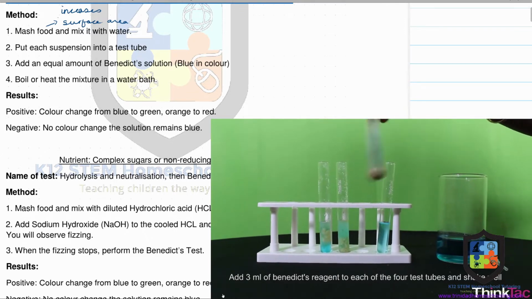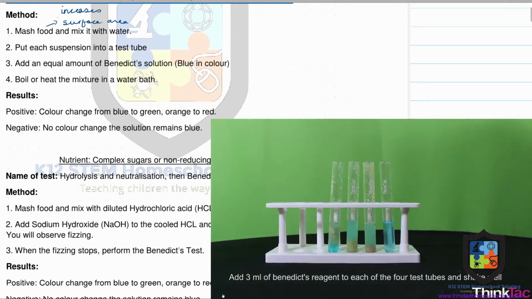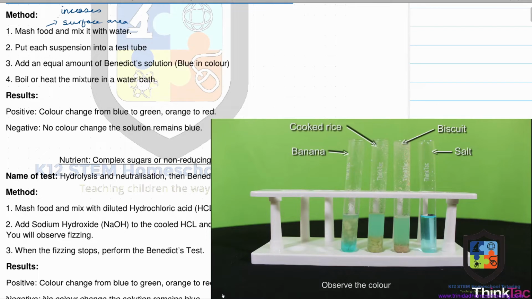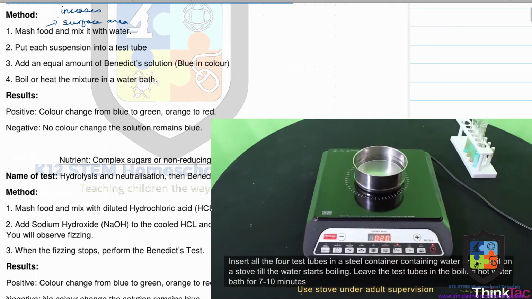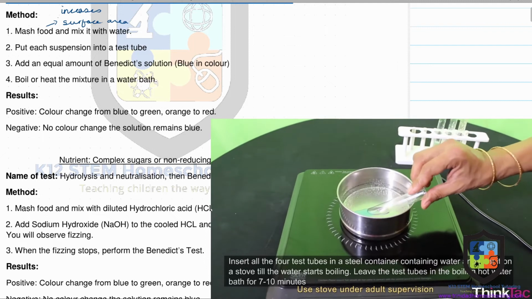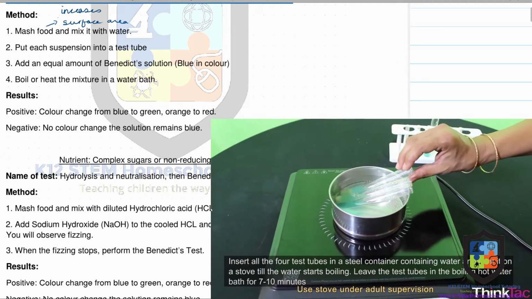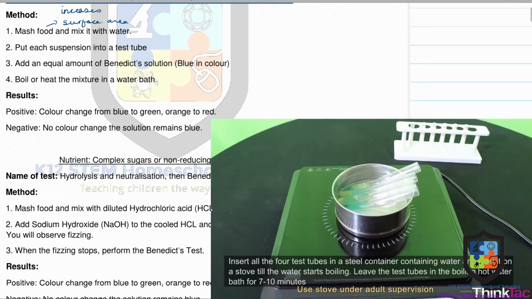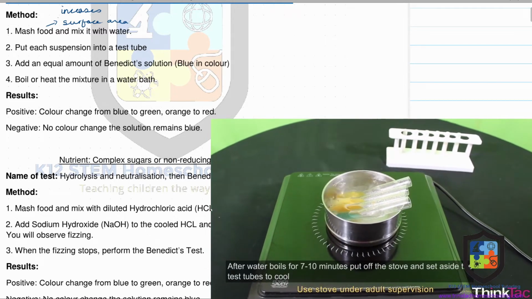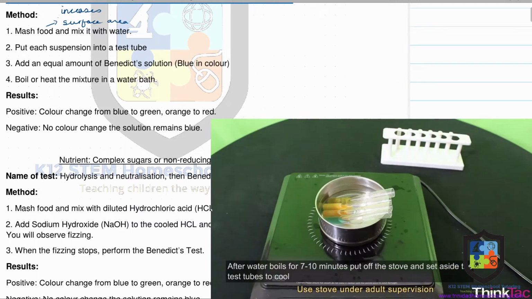Then we're shaking again. Okay, we're going to observe the color. Now we're going to boil them. We are putting them in something called a water bath. I think we spoke about water bath maybe in a previous lesson. We heat the water and the water is transferred to the test tube and then to the liquid on the inside.